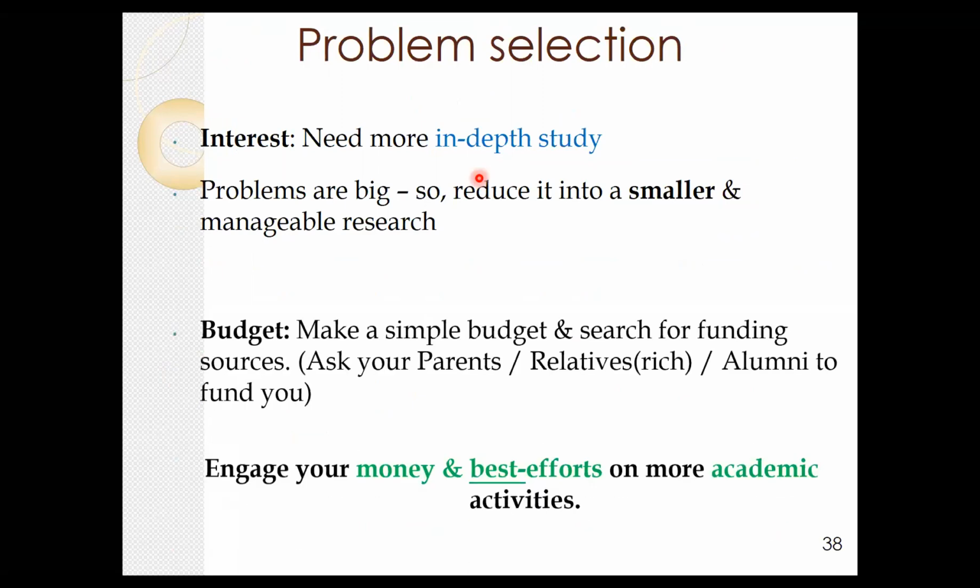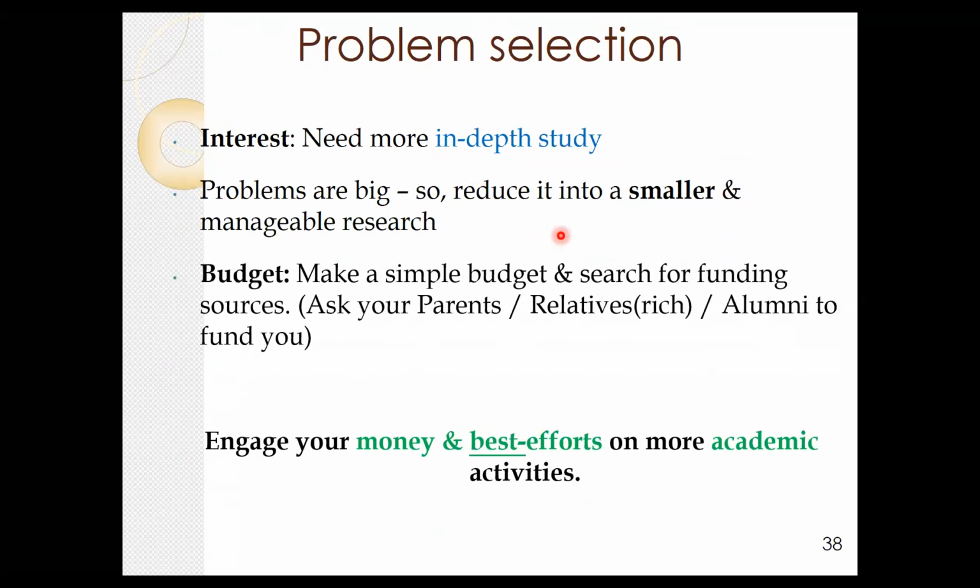We need more in-depth study. And when we do, we need to split the work into smaller, manageable research. Just like in cricket, they go session by session, and when it is very tough, they go over by over. And budget is a problem because we are poor countries, and our government is still not very keen on research and funding like the US, European countries, Japan or Korea. So now we can ask our parents, rich relatives or alumni to fund us, and push the university to give more funding. And sometimes if you have money, engage your money and best efforts. Money is not the only problem. Not enough best effort is the main problem I find.